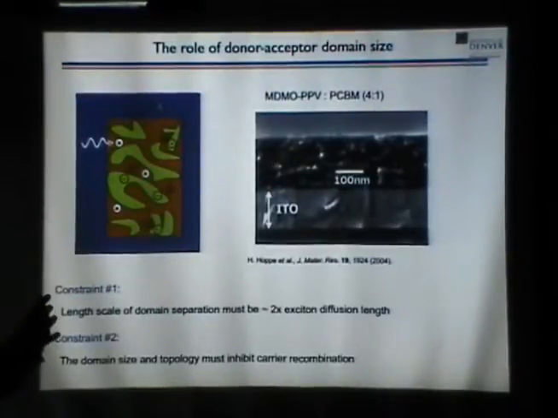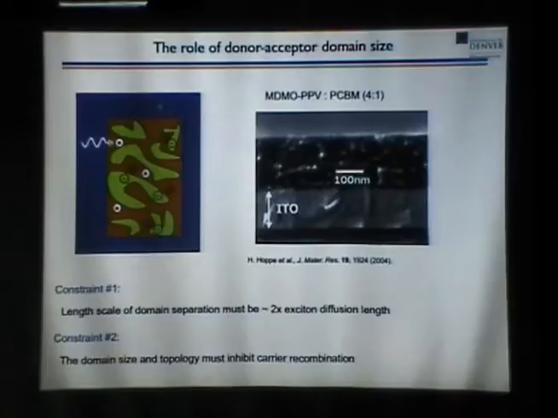So the morphology issue has a couple different components, or let's say constraints. So first of all, we want the average domain separation between the donor and acceptor to be about twice the exciton diffusion length, right? If we form an exciton in the middle of the domain, we want it to be able to make it to the interface. So you want the domain to be about twice the exciton diffusion length. At the same time though, if you make the domain very small, then you easily dissociate the exciton, but then the carriers will not have the opportunity to get very far away. So the recombination will be very high.